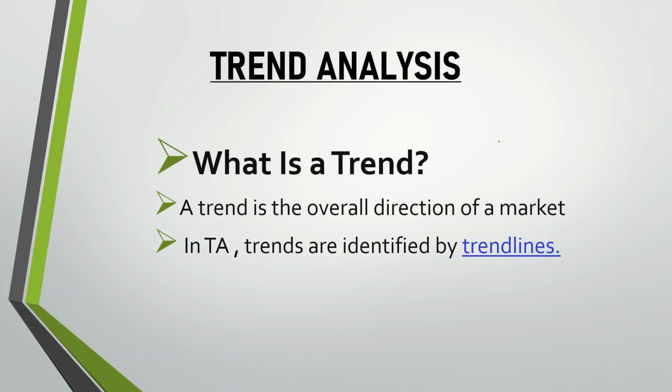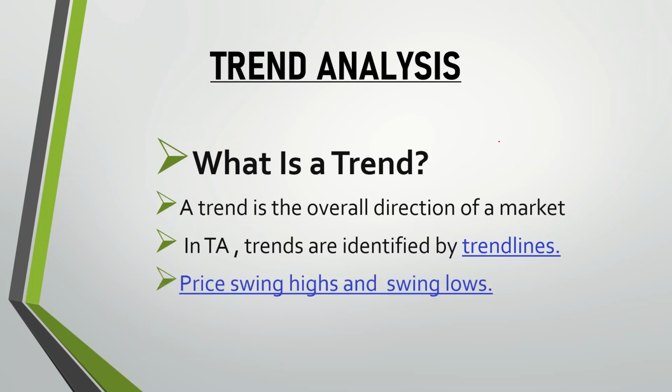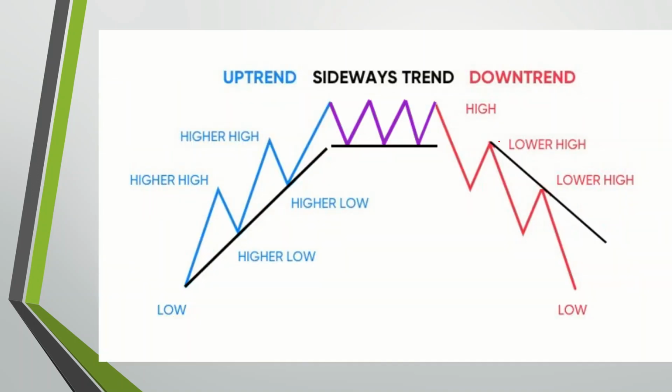The trend is identified by a trend line, or you can identify it by a moving average too. The trend line will be drawn by connecting higher lows to identify an uptrend, and for a downtrend you have to connect lower highs. And there will be only three types of trends: the uptrend, the sideways trend, and the downtrend. So the rule is that the market cannot stay in a range for too long, and the market cannot stay in a trend for too long.